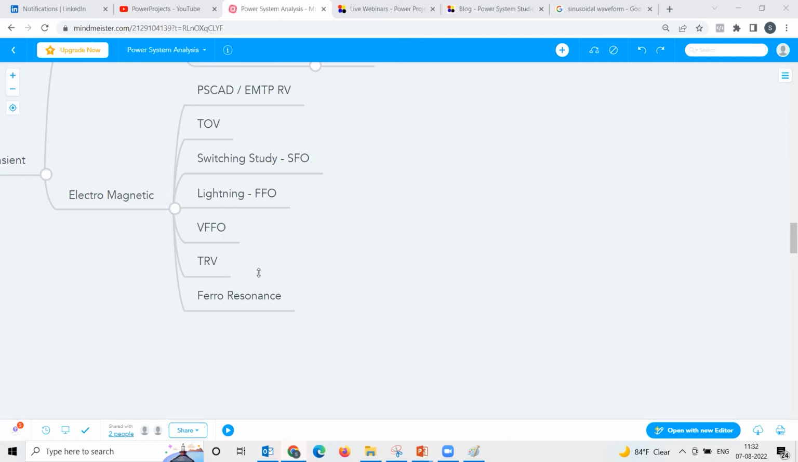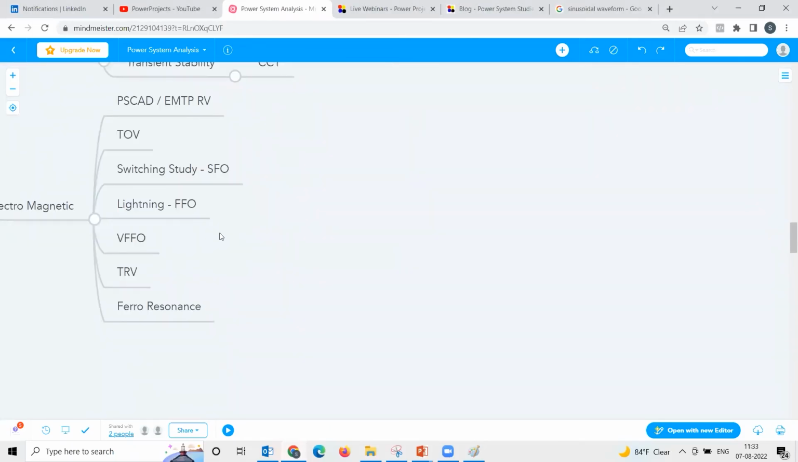So you can understand, that's the only tool which has both RMS and EMT in a single software. Other tools like ETAP, SKM, SIME, EC Power, Neplan, etc. probably all come under steady state plus electromechanical transients. PSCAD and EMT-RV come under electromagnetic transients. What is electromagnetic transients? Switching study.